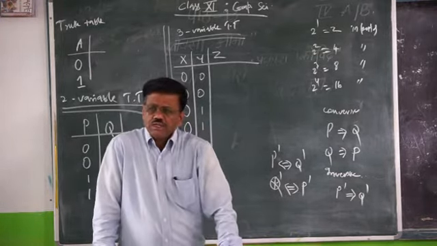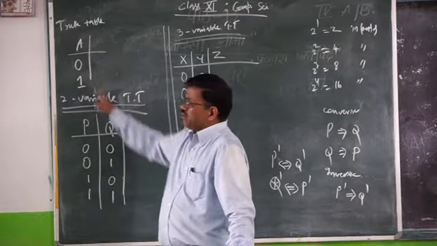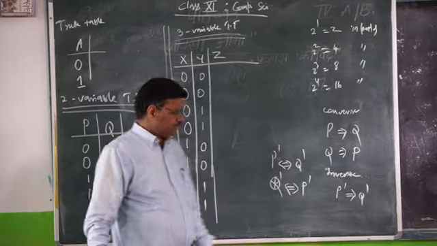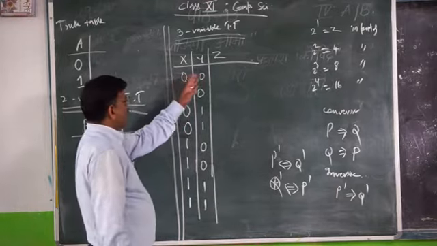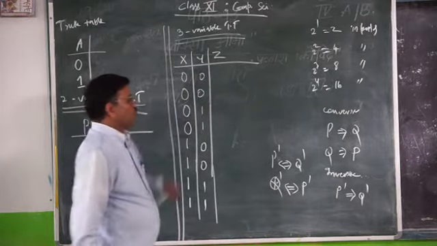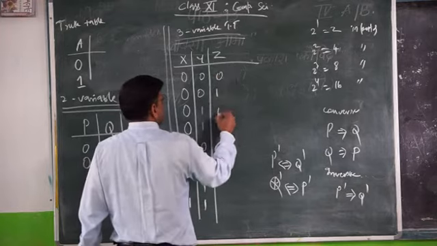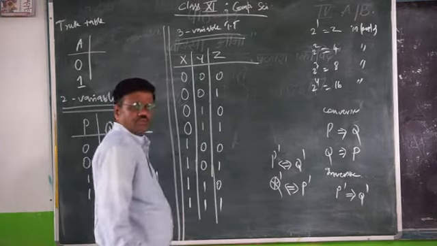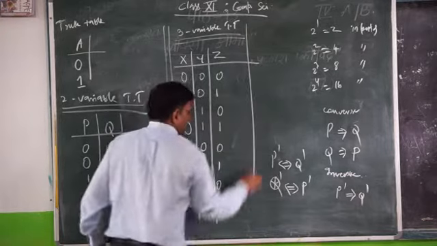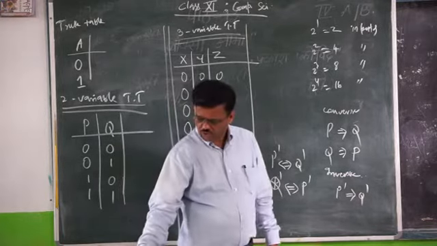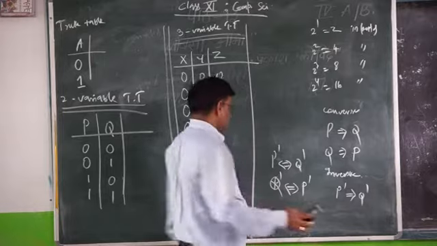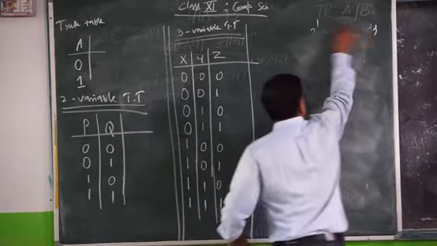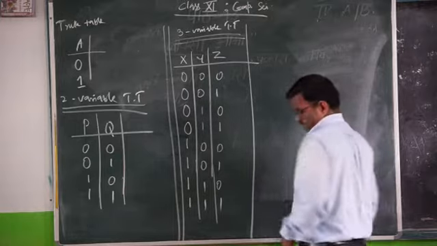First of all, let's do the truth table with 1 variable, 2, 3 and 4 variables. Should I? Yeah. Half of 4 is how much? 2. Half of 2 is how much? 1. So 0, 1, 0, 1, 0, 1, 0, 1. This is the 3 variable truth table. Now I will go to the 4 variable truth table. Should I? Yeah.